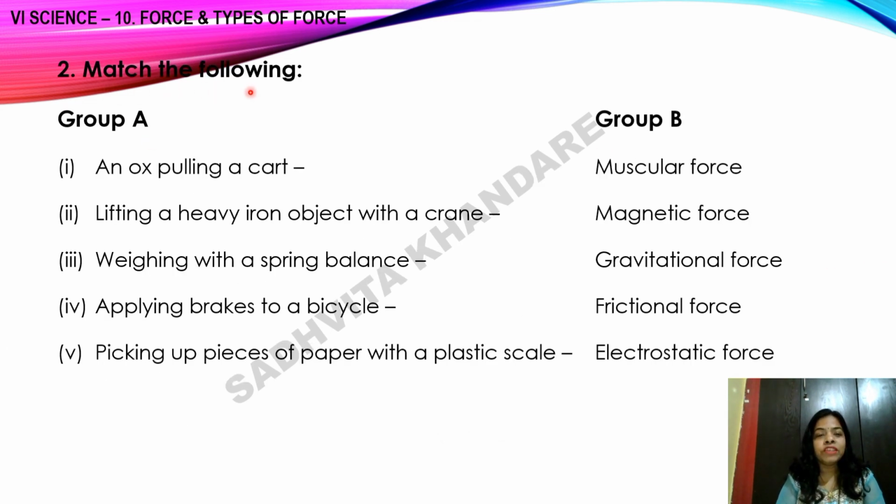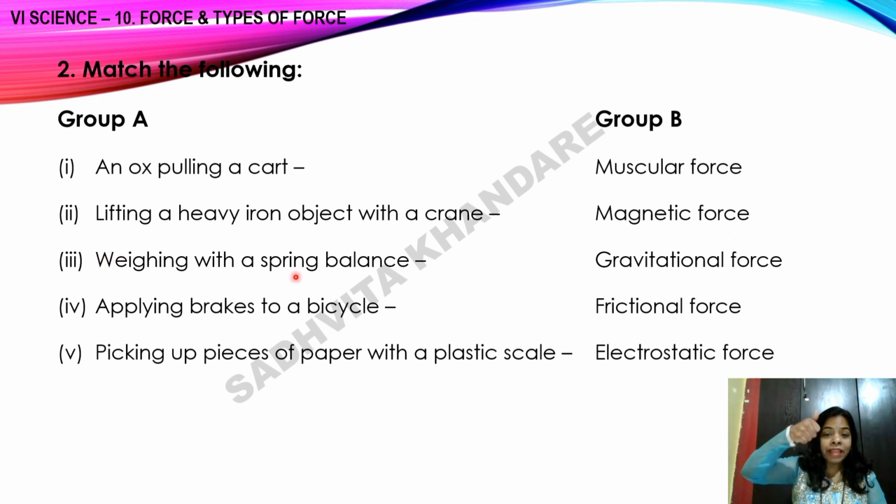Next one, match the following. Group A and Group B. Children, we have written the answers directly here in Group B. An ox pulling a cart is going to show muscular force. Lifting a heavy iron object with a crane, we are using big magnets, children. So, we are going to use magnetic force in this.